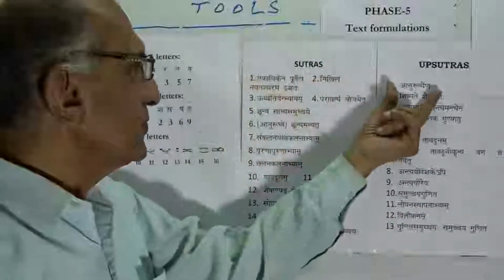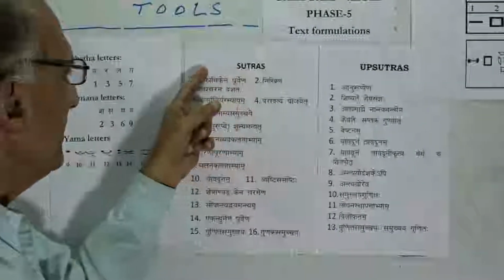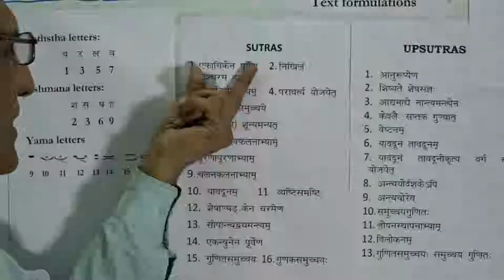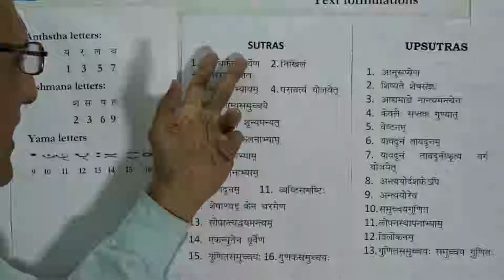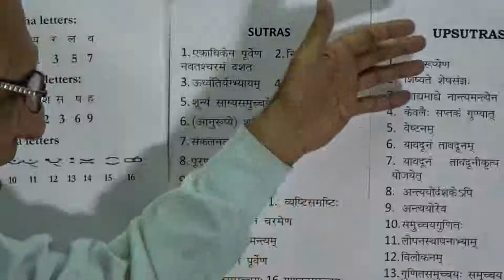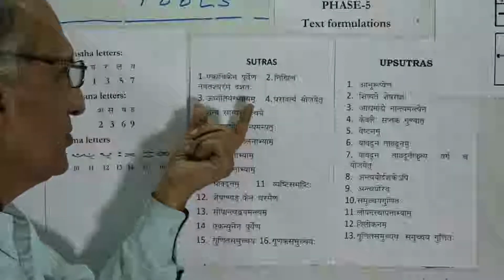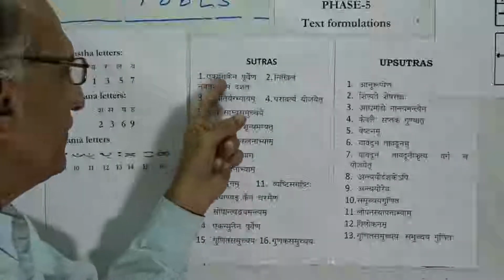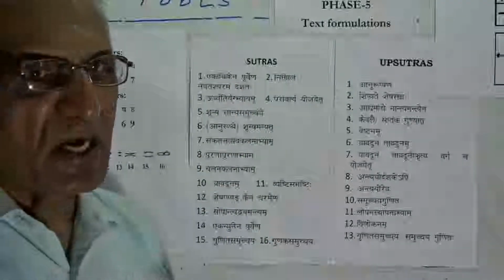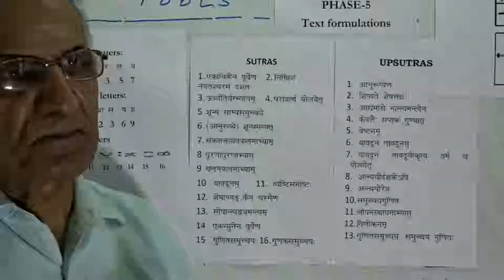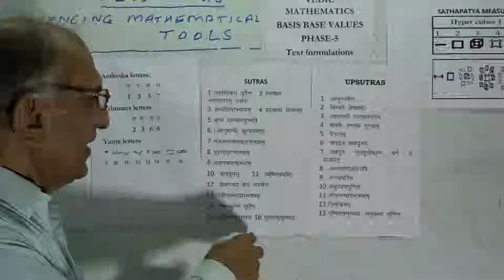Each sutra and each upsutra is a complete text, and Ekadhikena Purvena is the complete text of Ganita Sutra 1, and it is a composition of a pair of formulations, Ekadhikena and Purvena. Like that, we are having as many as 46 word formulations, and each word formulation is having sub-formulations, and from the sub-formulations we reach the mathematical tools.